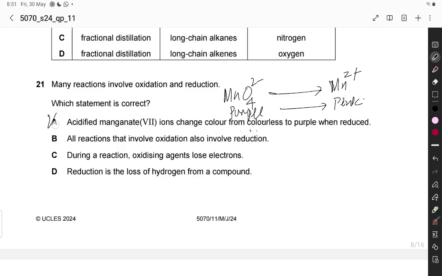So this is incorrect. All reactions that involve oxidation also involve reduction. Yes, this is correct, because oxidation and reduction take place simultaneously. If one substance is oxidized, the other is reduced. So this is the correct option. During a reaction, oxidizing agent loses electron, no, oxidizing agent gains electron. Reduction is the loss of hydrogen, no, reduction is gain of hydrogen. So that's why incorrect.